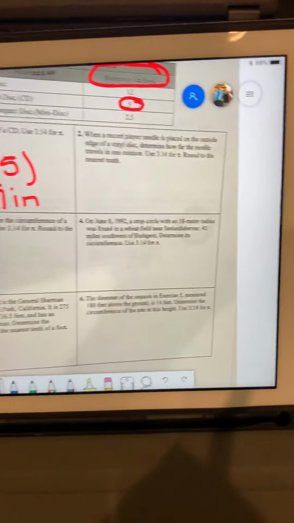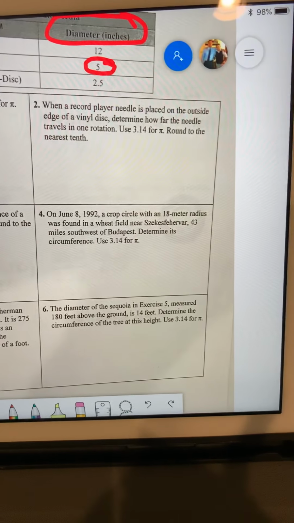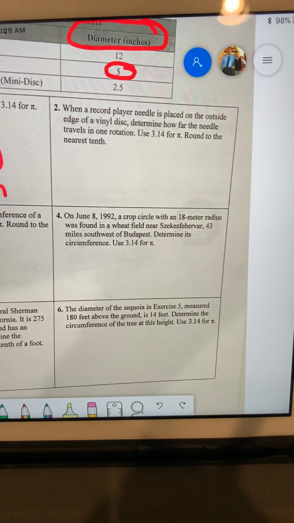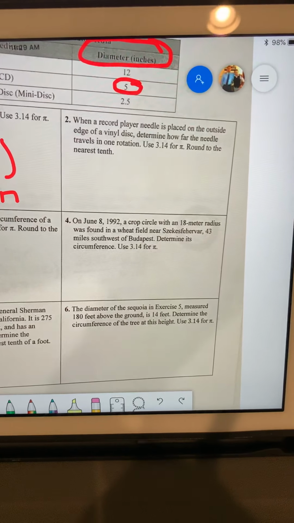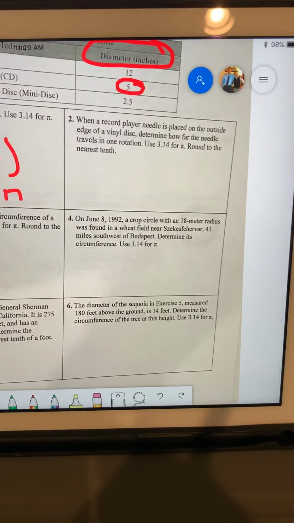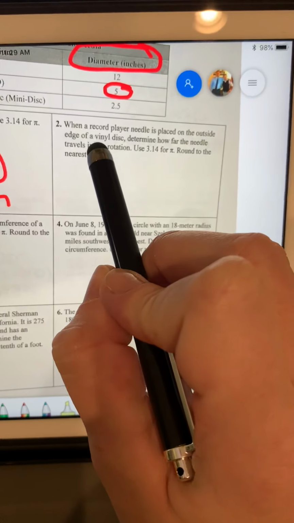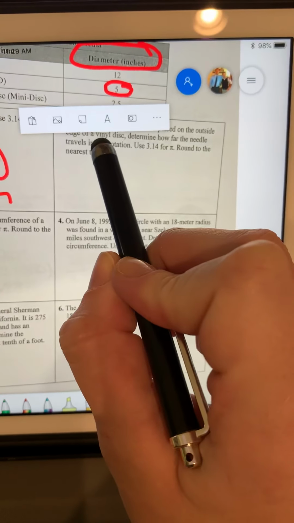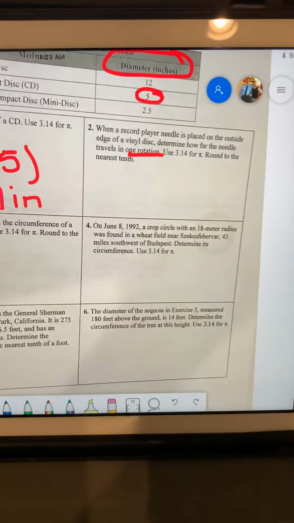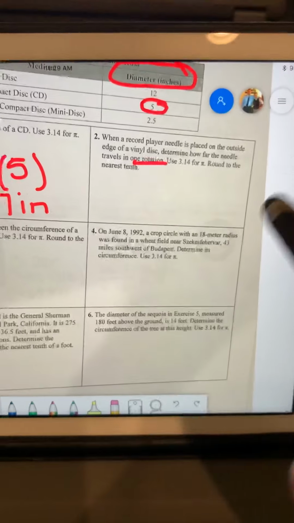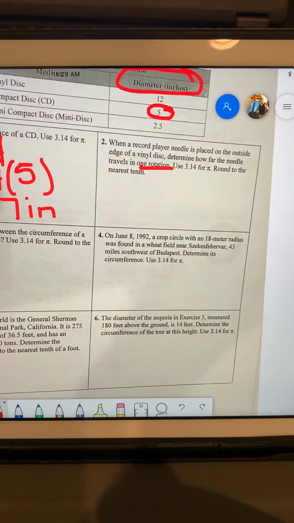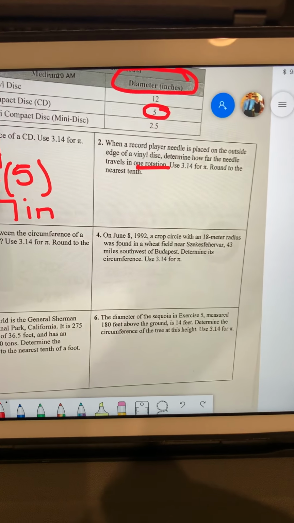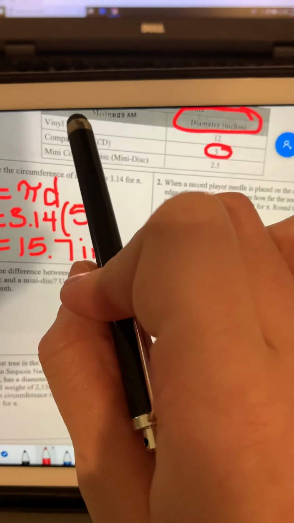Okay, on number 2, it says when a record player needle is placed on the outside edge of a vinyl disc, determine how far the needle travels in one rotation. So it doesn't tell you find circumference. You have to realize that one rotation all the way around means circumference. So we need to look at the table. What do we know about vinyl discs?